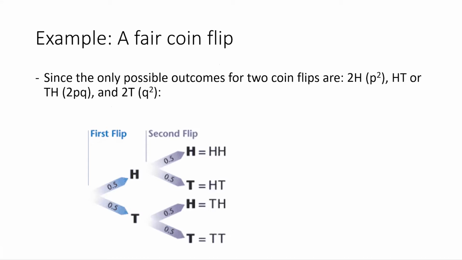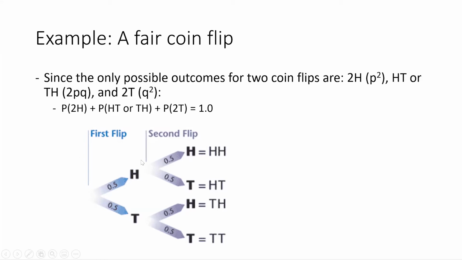Since the only possible outcomes for 2 coin flips are 2 heads, which would be P squared, 2 successes, heads, tail, or tails and then heads, so 2PQ, and 2 tails or Q squared, 2 failures. The probability of 2 heads plus the probability of a head and a tail or a tail and a head, plus the probability of 2 tails is equal to 1. Those are all possible outcomes in 2 trials of 2 coin flips.